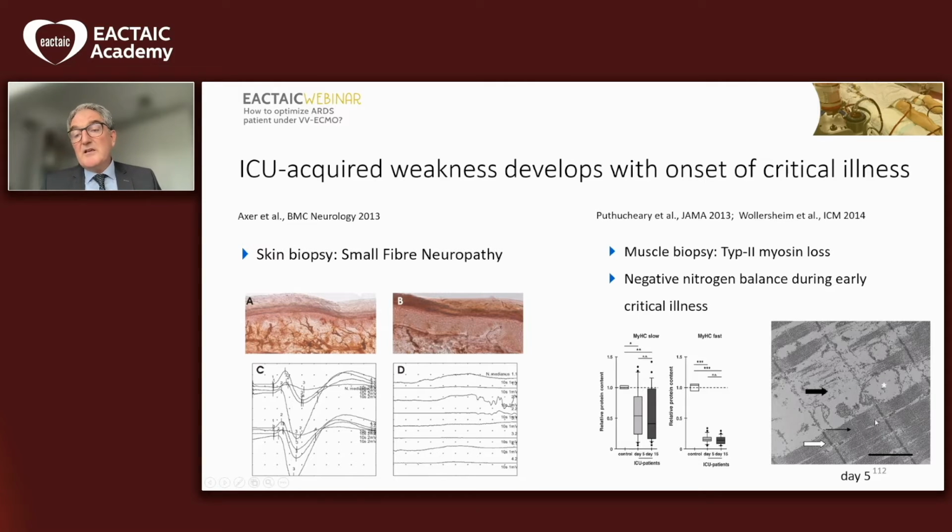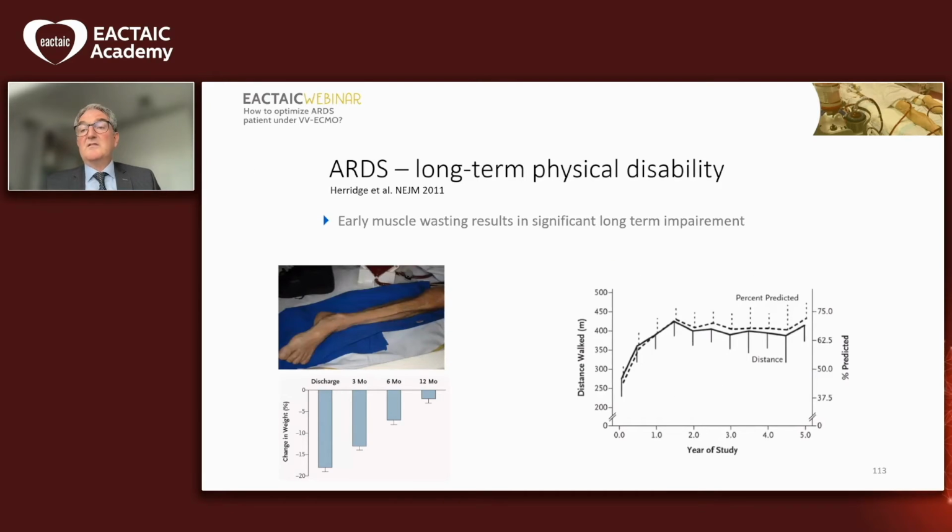And this is from my own working group, an electron microscopic picture. You see here still the maintained molecular structure of the muscle, but here you see that within a few days we have complete destruction of the normal morphology of the muscle, and we have a negative nitrogen balance. So what happens very early during critical illness has a really long-term impact.